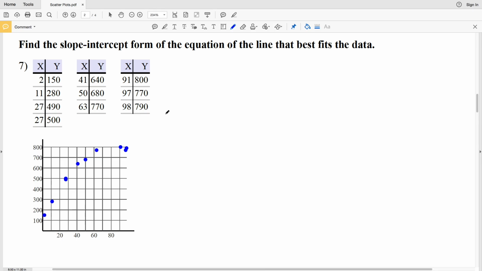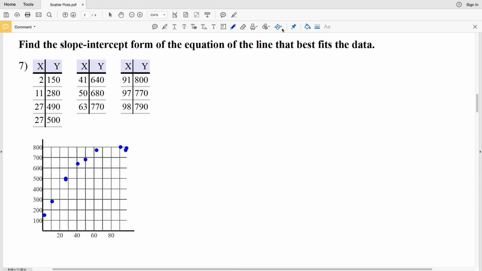In this video, we're continuing on with the Infinite Algebra 1 free worksheet on scatter plots. Now in number 7, we're going to be finding the slope-intercept form of the equation of the line that best fits this data. So in number 7, they already give us all the points plotted.